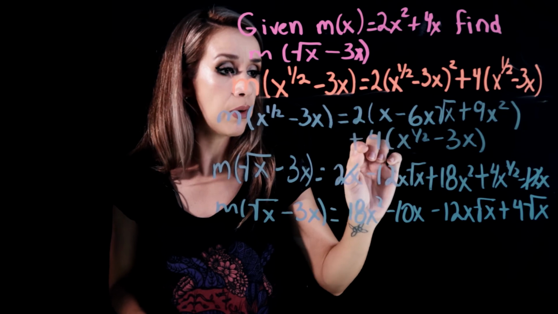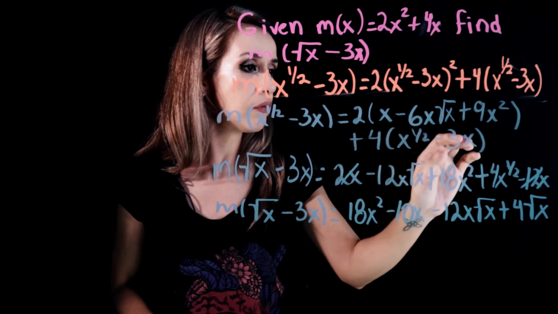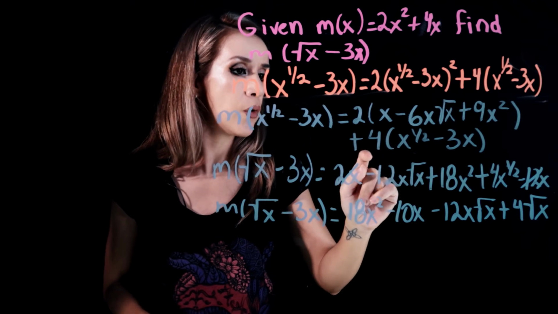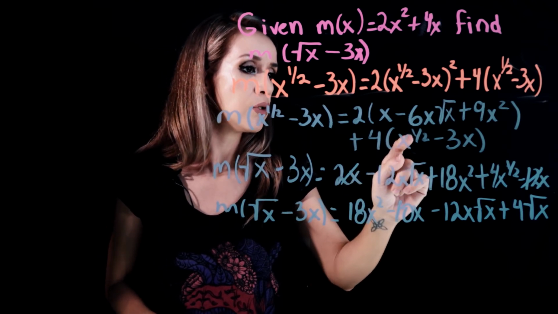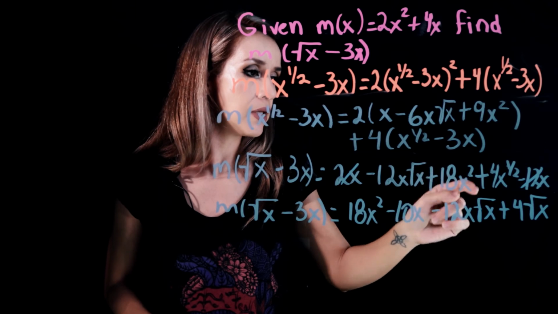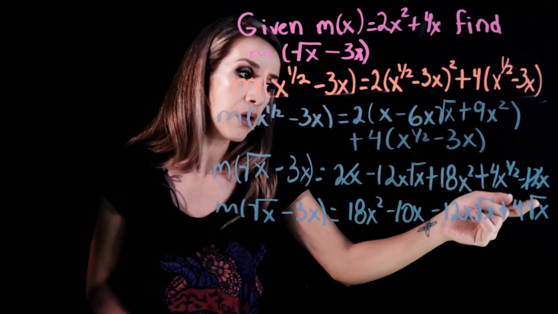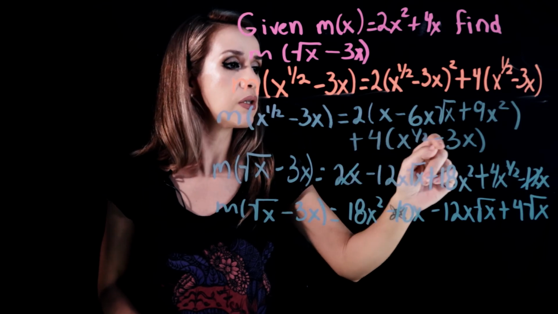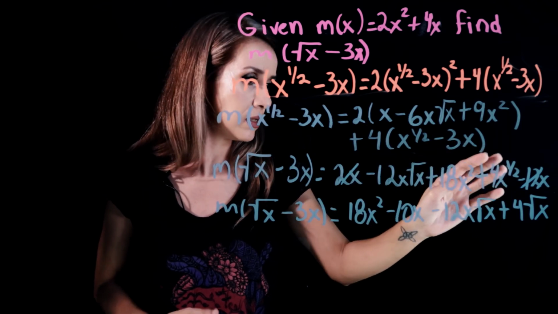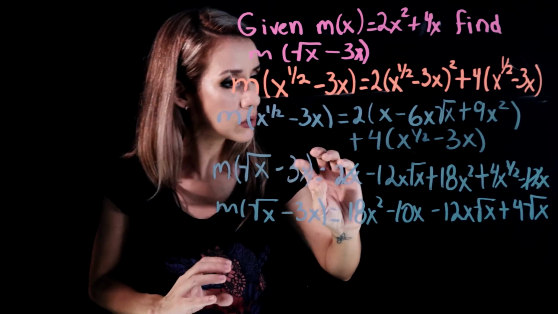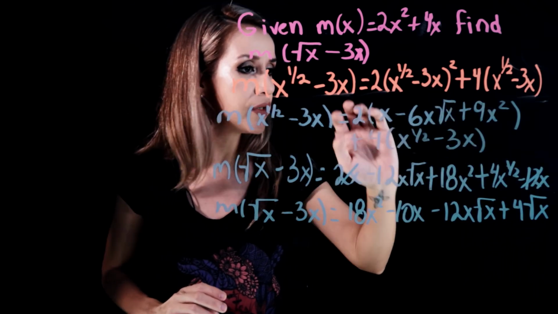Then I multiply the 4 by each one of the elements of this other parenthesis. That's why I have 4 times x to the 1/2 power is the same as 4x to the 1/2 power. And 4 times negative 3x is the same as negative 12x. Ready? So that's pretty much the development of this process.